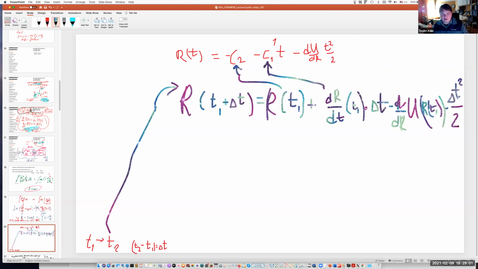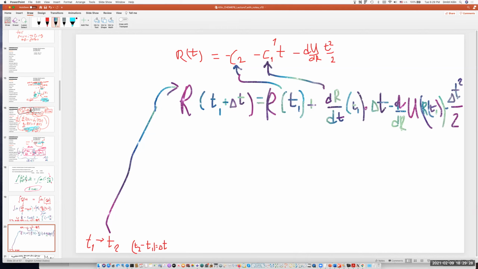Okay, so now you can teach college physics. Question? Yes. Why did you replace minus C2 with r(t) and C1? I don't really understand what happened in your last line.